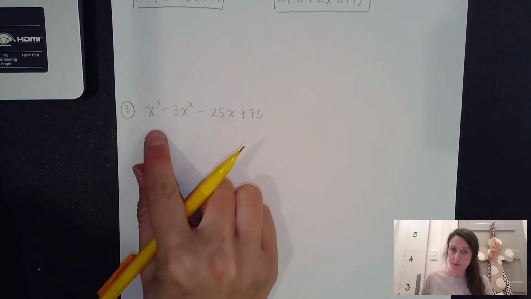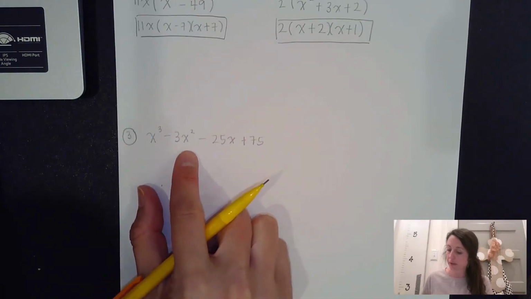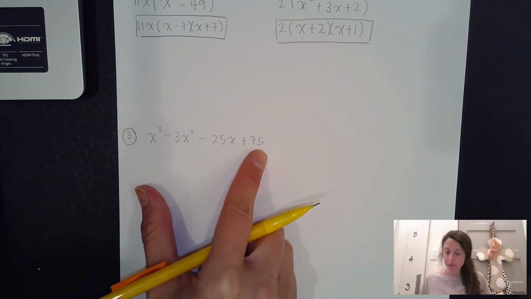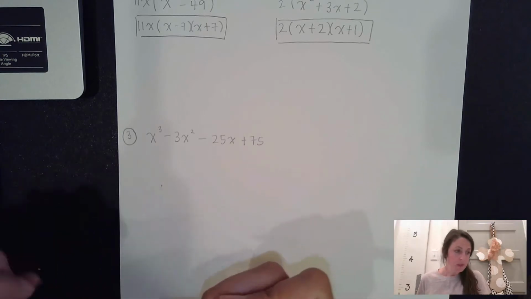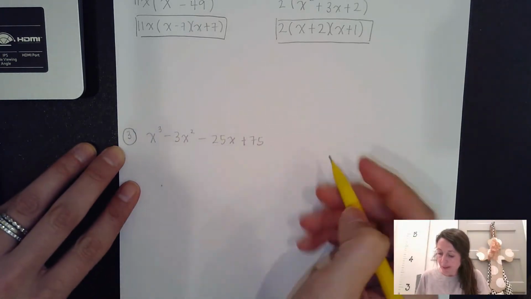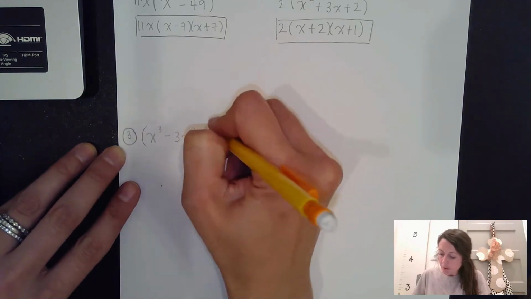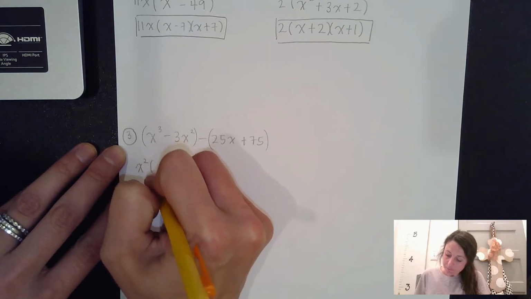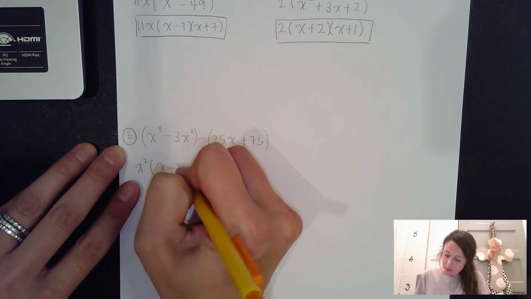So it says x cubed minus 3x squared minus a 25x plus a 75. So let's try to factor that one completely. So if I wanted to factor that one completely, there's no greatest common factor. How many terms do I have? I have 4, so I am going to factor by grouping there. So I can take out an x squared, and then I'll be left with an x minus a 3.